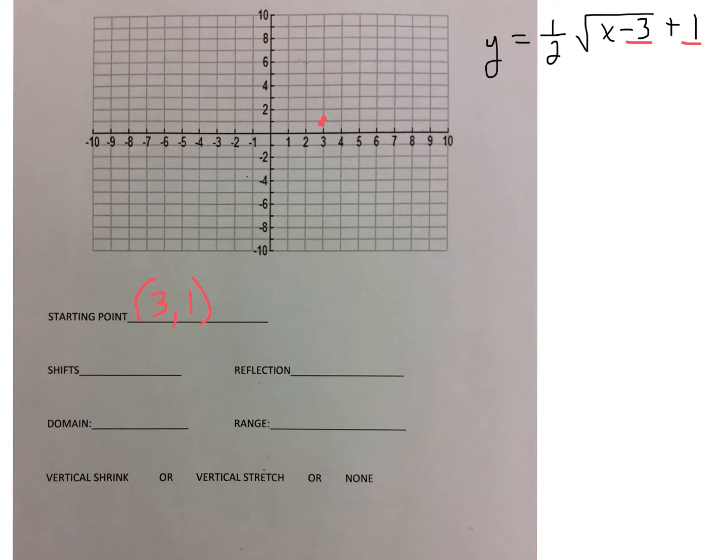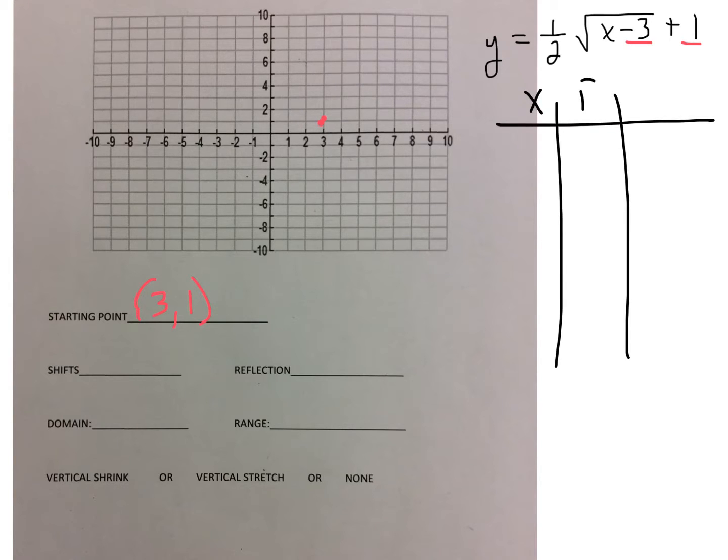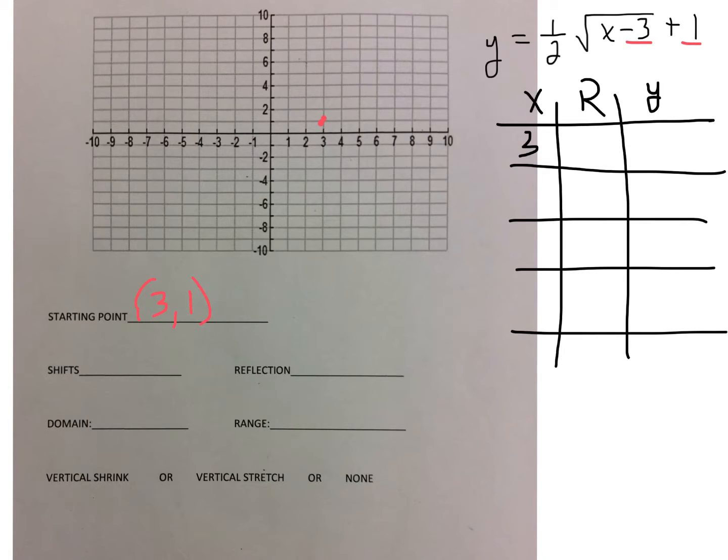Okay. Okay. X, radical, y. So we have 3. Oops. Okay. I kind of got ahead of myself here. Hold on. Okay. There we go. So we have the coordinate 3, 1.